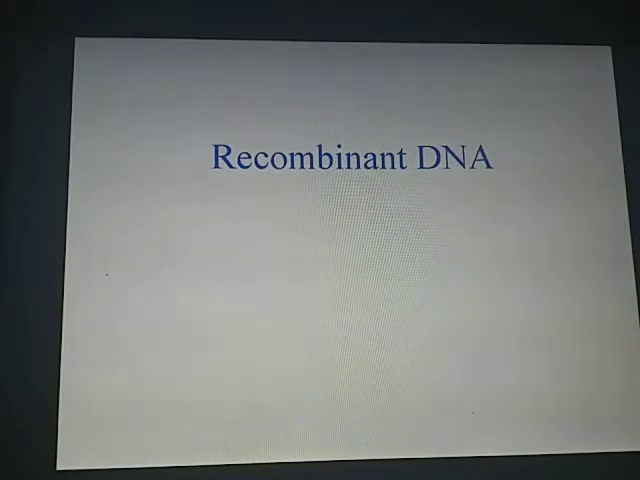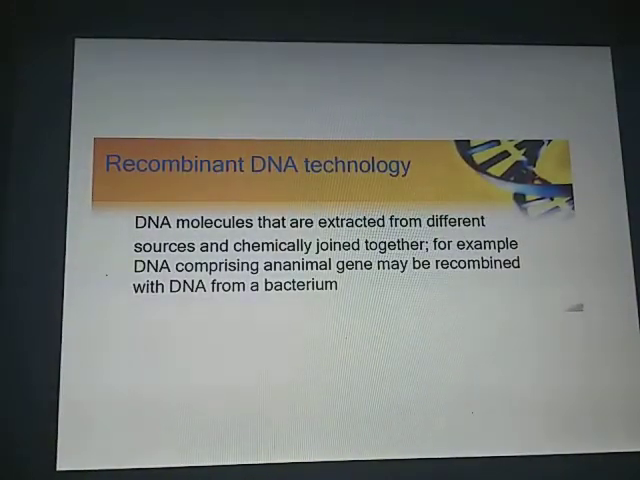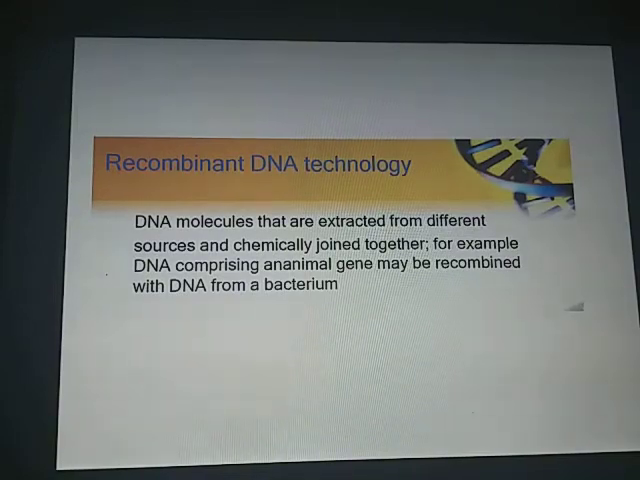Recombinant DNA. Recombinant DNA technology means the DNA molecules that are extracted from different sources and chemically joined together. For example, the DNA comprising an animal gene may be recombined with the DNA of a bacterium. It is known as recombinant DNA technology.